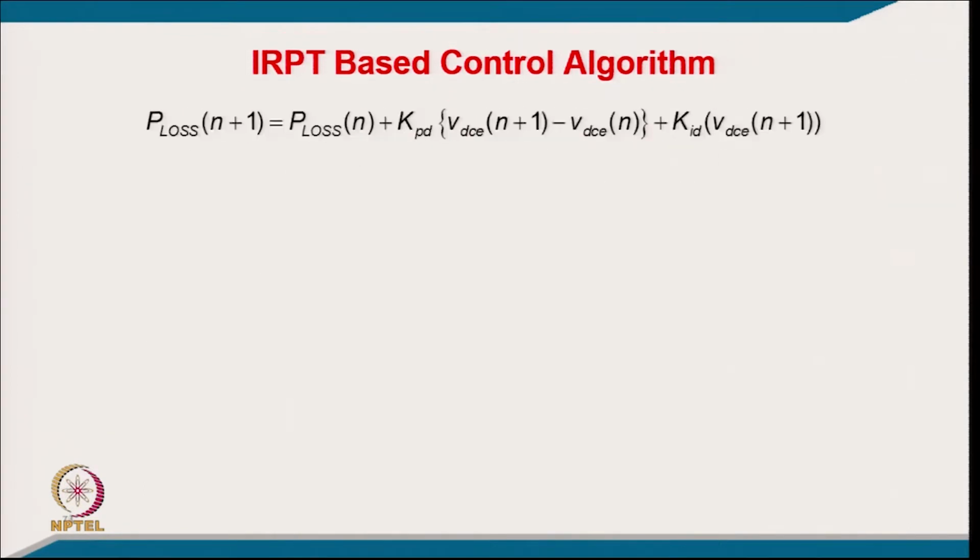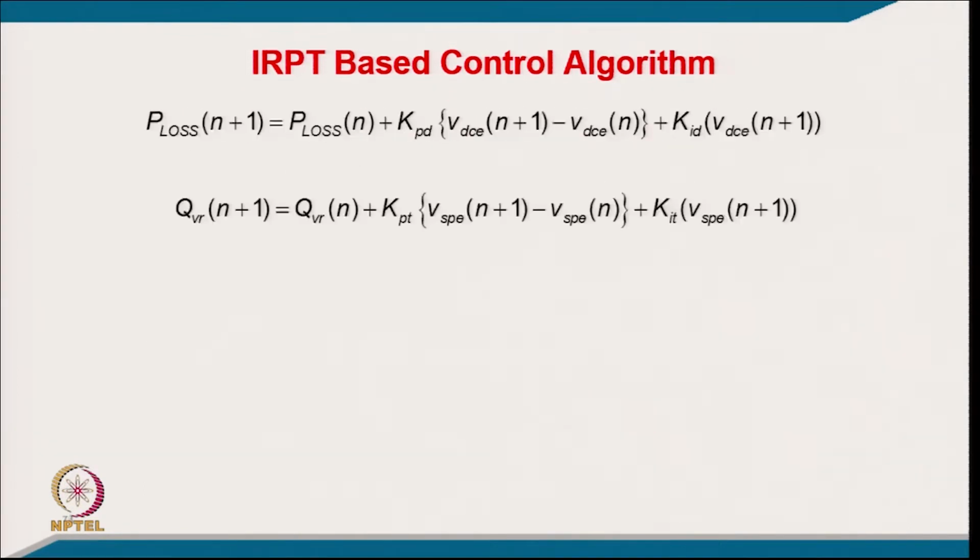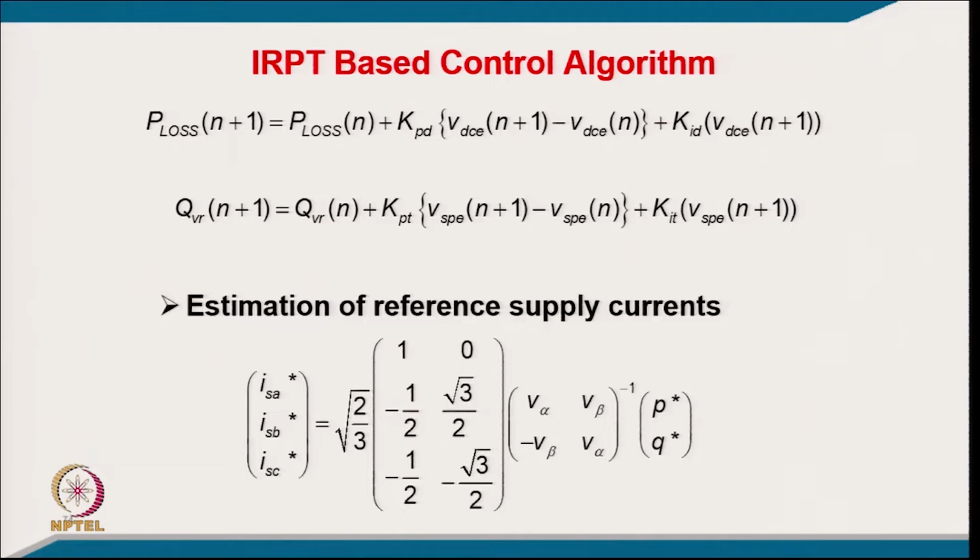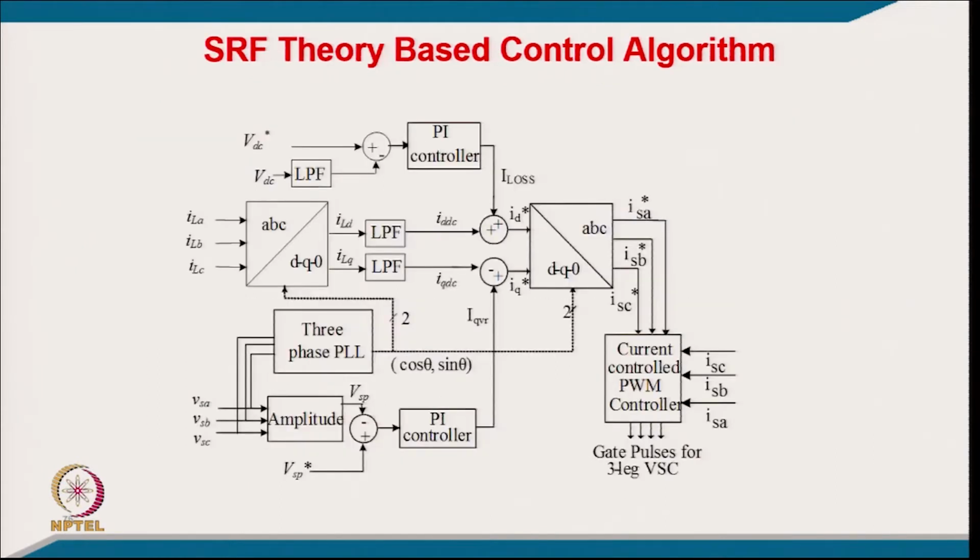So, these are the two powers. We get the loss component by maintaining the DC link voltage of the active filter, and this is the reactive power to be generated by the active filter for voltage regulation. Then from this P and Q we calculate directly, from this transformation, the reference source grid current, and along with the grid current we do the indirect current control for the shunt active power filter. So, this is another control algorithm, called synchronous reference frame theory, very extensively used.